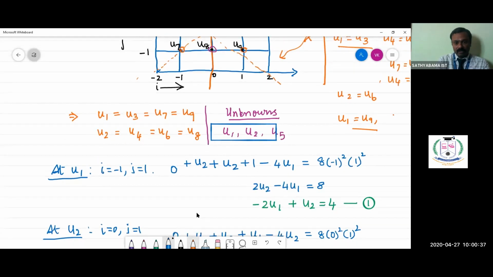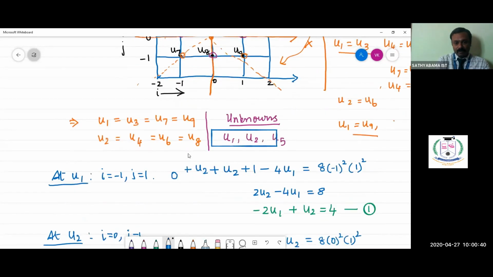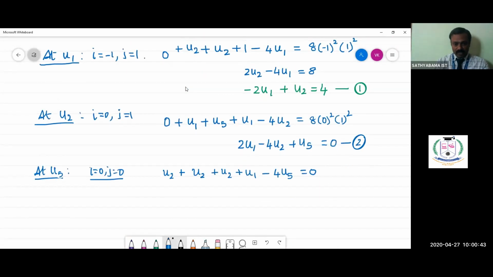So below it is u8 and above it is u2. So below also it is u8, which is the same as u2. And to the left it will be u4, which is again the same as u2. So we have 4u2 minus 4u5 equal to 0. On simplifying, we get u2 is equal to u5. Call it equation 3. So we have 3 unknowns and 3 linear equations.